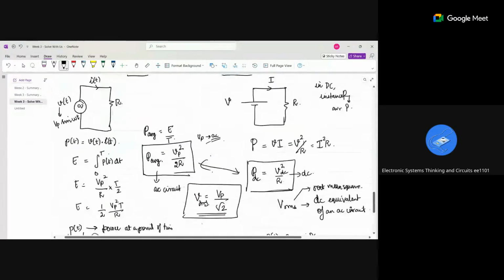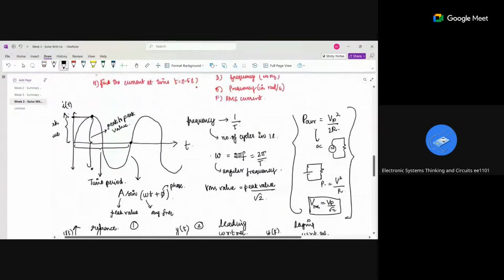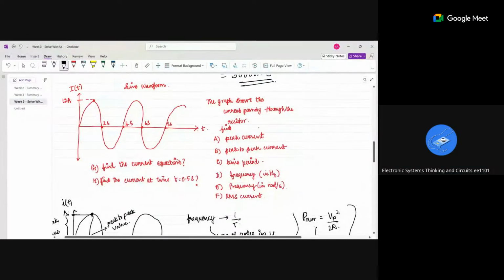Okay. Now we will go to our question. What is the peak current? 12 ampere. Peak to peak current? 12 plus 12, so 24 amps. It is 12 minus minus 12, which is 2 Vp.